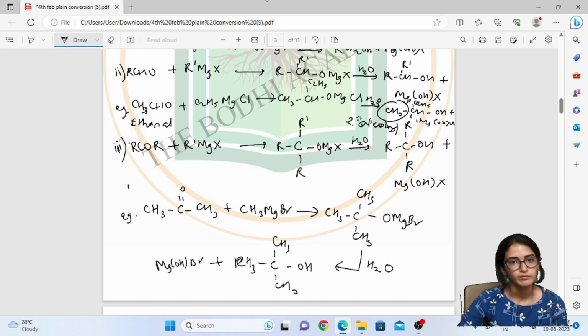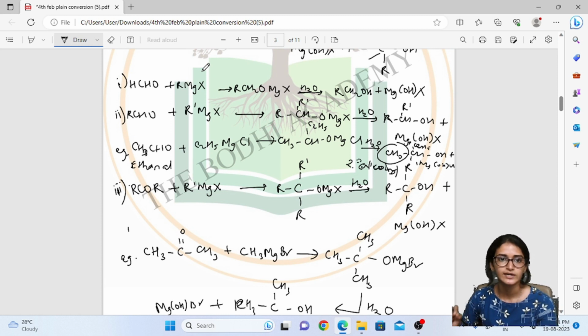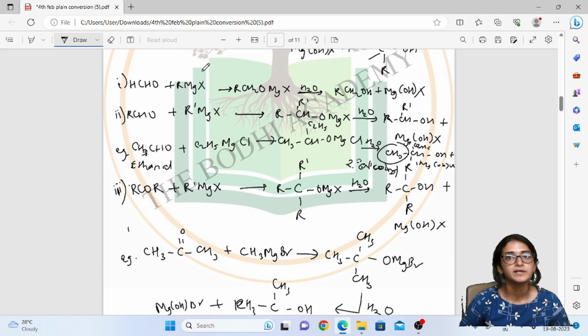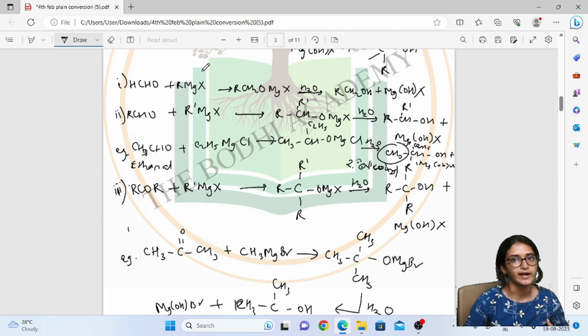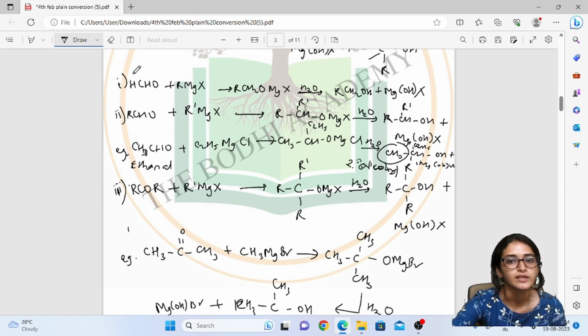What you have to remember is that whenever we use Grignard reagent with an aldehyde, that is the first aldehyde, methanal, we will get a primary alcohol. But whenever we use higher aldehydes, that is, with more than one carbon, we will get a secondary alcohol always, and when we use a ketone we will get a tertiary alcohol. So this is the thing that you have to remember.